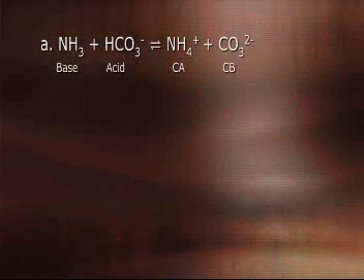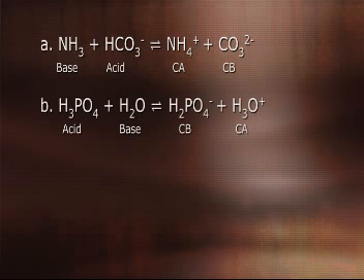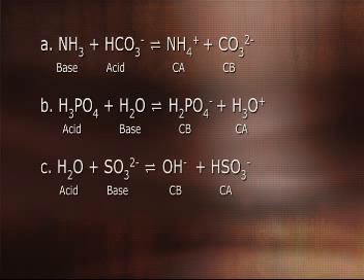In reaction A, ammonia is the base and ammonium ion is its conjugate acid. In reaction B, phosphoric acid is the acid and dihydrogen phosphate minus is its conjugate base. In reaction C, sulfite ion is the base and hydrogen sulfite minus is its conjugate acid.